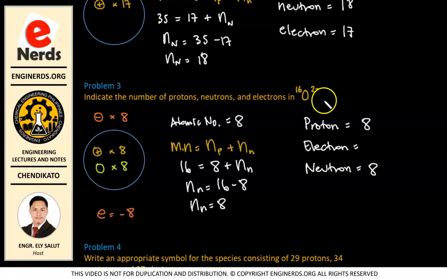Okay, so what are we going to do with that? That means if we have a negatively charged particle, we have more electrons. So we have 2 more electrons here. We do not have 8. We have 2 more electrons, so we will have +2 here. So that means we have 10 electrons outside the nucleus.